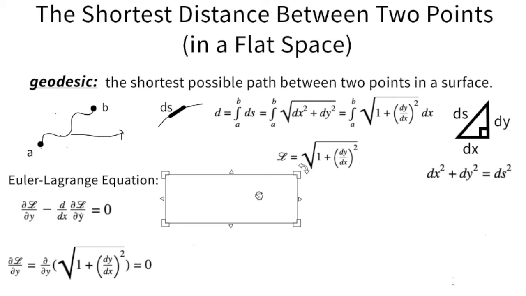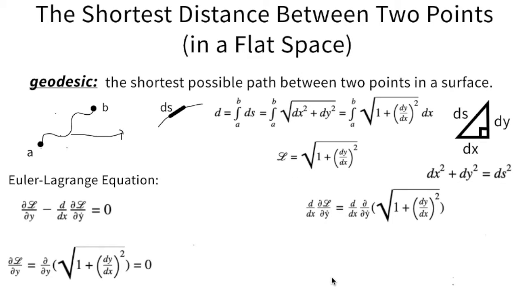Now we're going to do the second term, d/dx of dL/dy dot. Y dot is the derivative of y with respect to x. We can use the chain rule to find this derivative. The derivative of a square root of some variable would be 1 over 2 times the square root of that variable, and then we multiply by the derivative of the inside. The derivative of the inside, the 1's just a constant, so it's just 0. And I'm just going to use y dot instead of dy/dx. It's 2 times y dot.